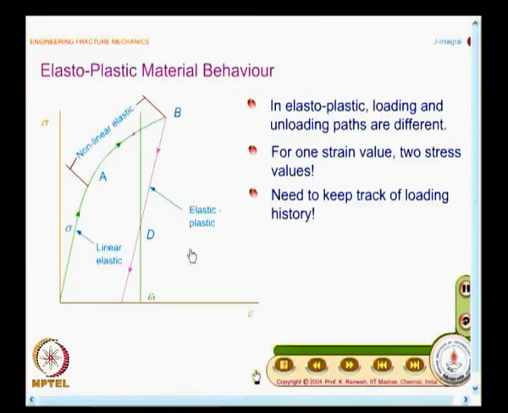When you want to go for plastic analysis, unless you keep track of the loading history, you will not be able to find out a relationship between stress and strain. You have to keep track of the loading history. I am in the loaded path, when I am in the unloaded path, for the same strain value I have a different stress, and that is what is summarized here. You have to keep in mind, in elastoplastic, loading and unloading paths are different. For one strain value, two stress values exist.